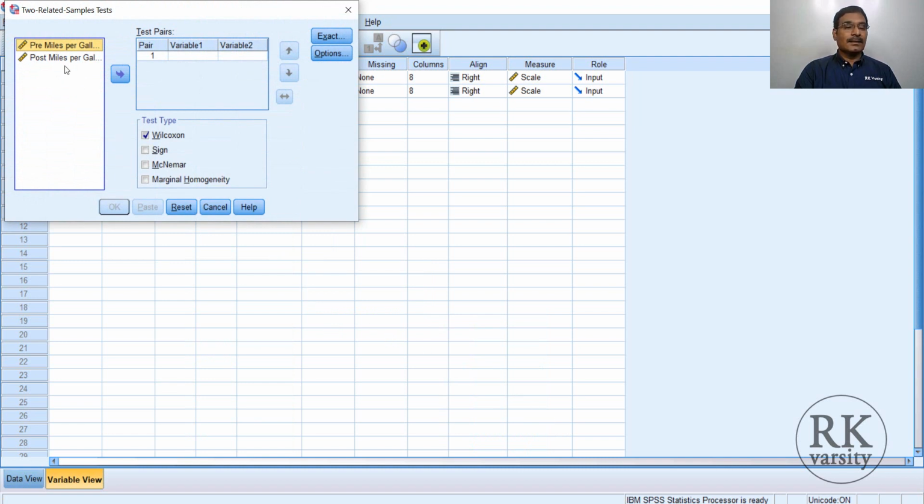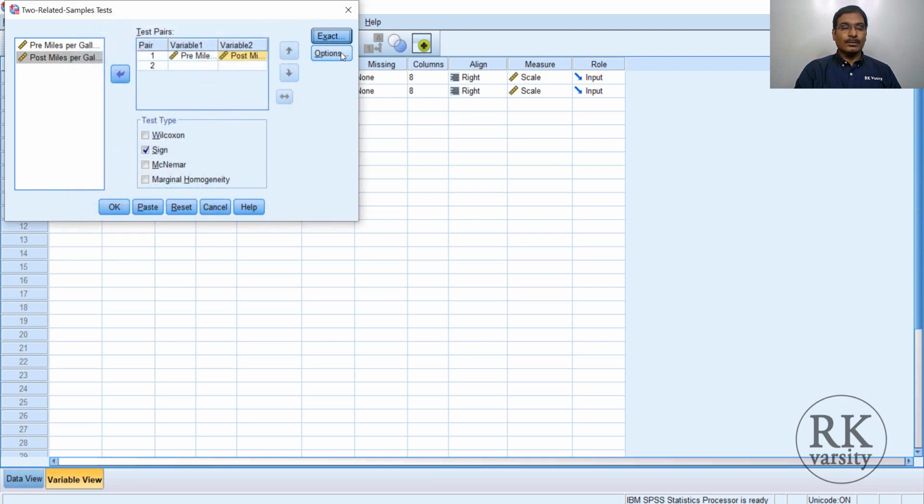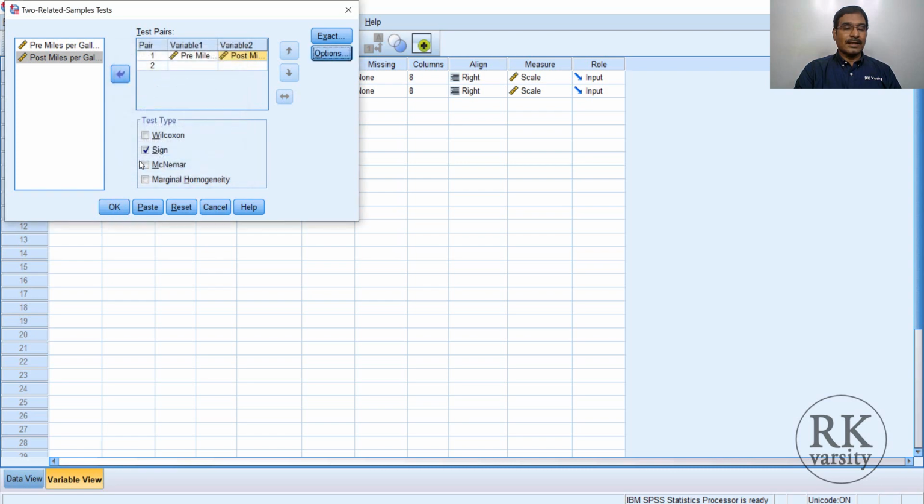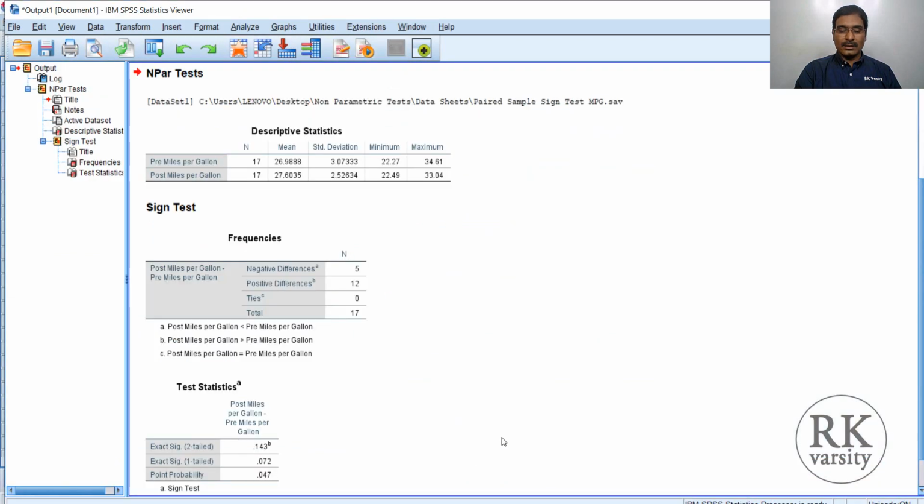That is the reason for two related samples. Then here, your pre mileage per gallon, send it to Variable 1. Then post mileage per gallon, send it to Variable 2. Uncheck the Wilcoxon, and now check Sign Test. Go to Exact, then click Exact here. Click Continue, and then Options. Just select the Descriptives, click Continue, and then click OK. The result appears in the output document.